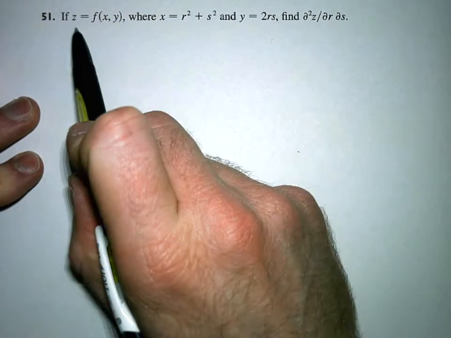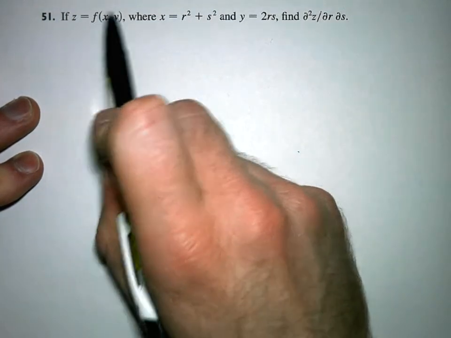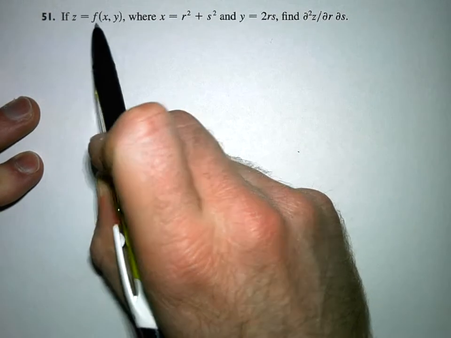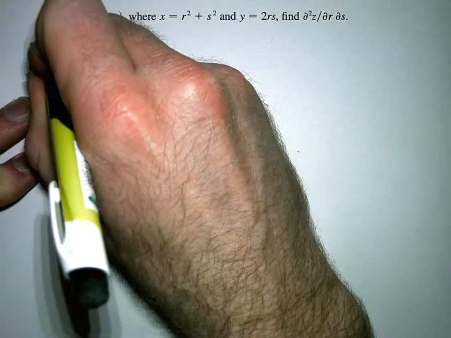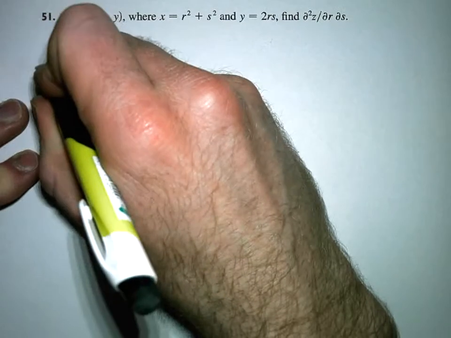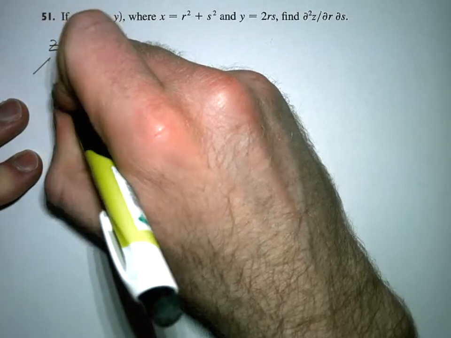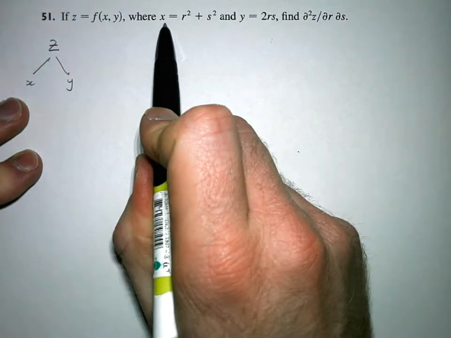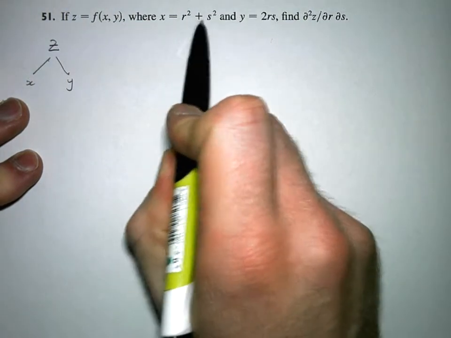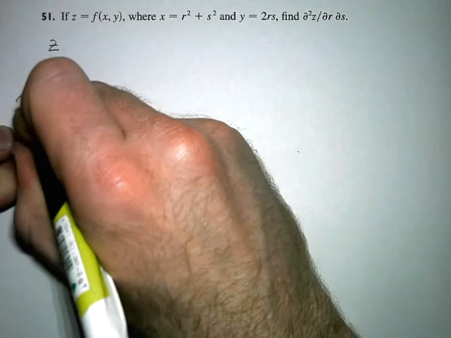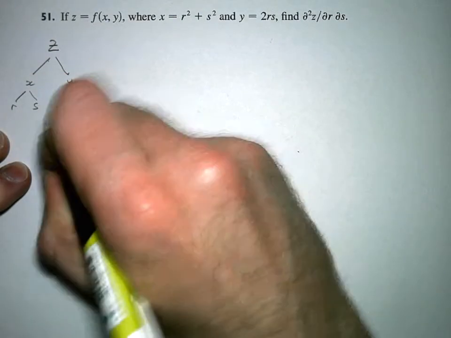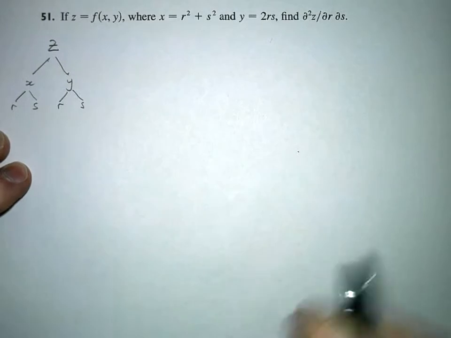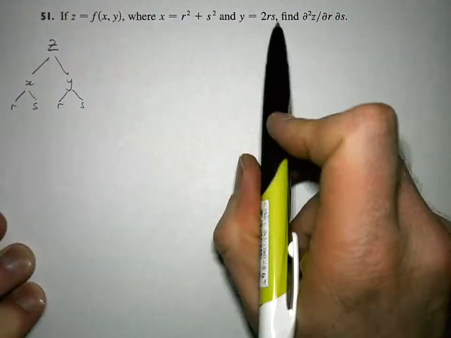Right, so we've got that z is equal to some function in two variables x and y. We're not told what the function is, but let's go right ahead and start drawing our tree diagram. So we know that z is a function of x and y, and we're told that x is a function of r and s, and y is also a function of r and s. So we've got our typical tree diagram here, splitting twice and twice into 2 and 2 again.